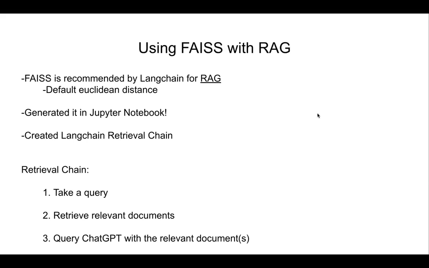So I toyed around with this. My friend and I tried to do some RAG in Jupyter Notebook. And yeah, you can create your own FAISS index in Jupyter Notebook, which was cool. The default is Euclidean distance.